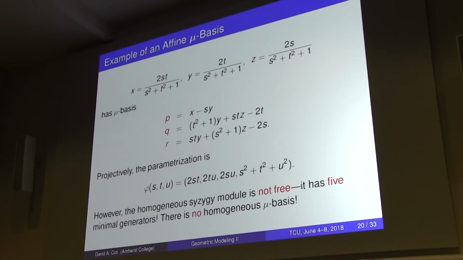In this case, there are actually no base points. And even when you homogenize and make it projective, there's an affine mu basis that's given by this. There's the projective version. But it turns out that if you compute the syzygies of this, the syzygy module is not free. In fact, it has 5 minimal generators.